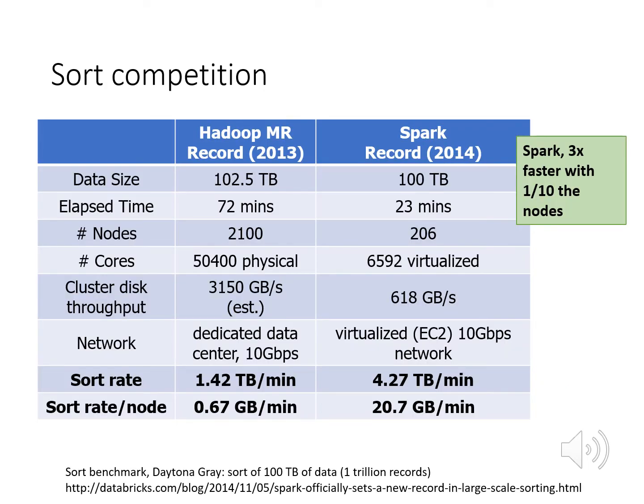Okay, this shows the comparison between Hadoop MapReduce and Spark in the sorting task. The same size of data is given to Hadoop MapReduce and Spark. We can see that Spark spent much less time with much fewer nodes and fewer cores.